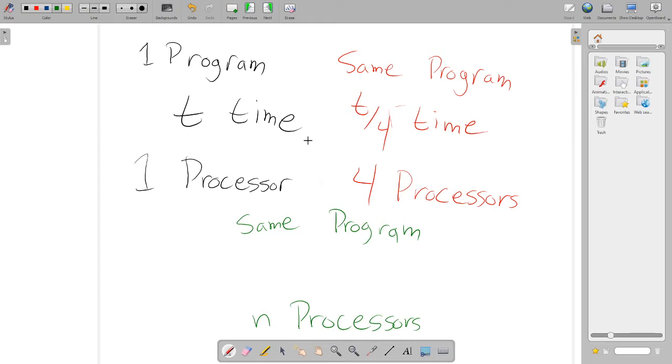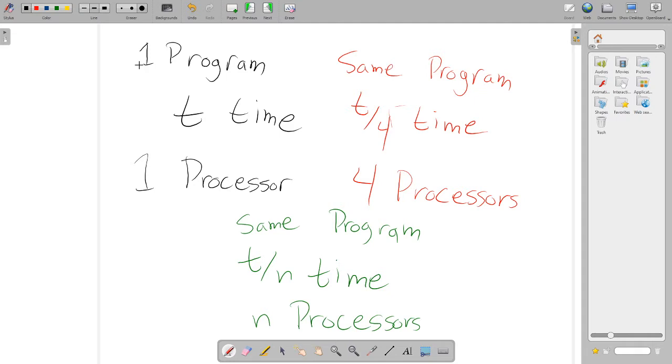So if I had the same program running on n processors, how much time do you think it's going to take to run? T over n. Yeah, exactly. Theoretically, it'll take t over n time. Cool. So the speed up on these, this one might not be obvious, but what's the speed up if I just run the program and compare it to itself?